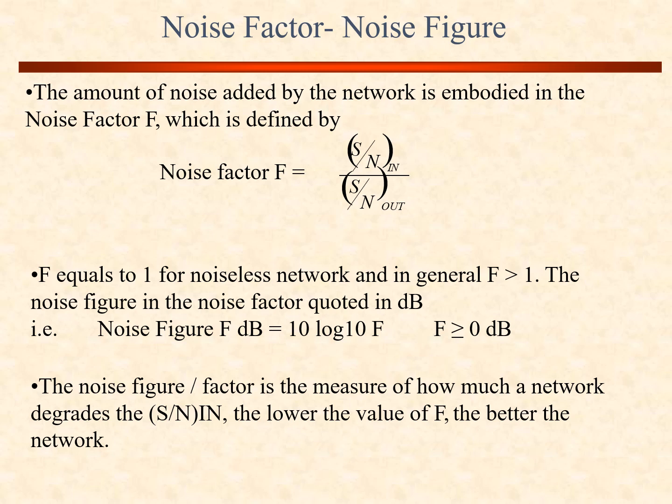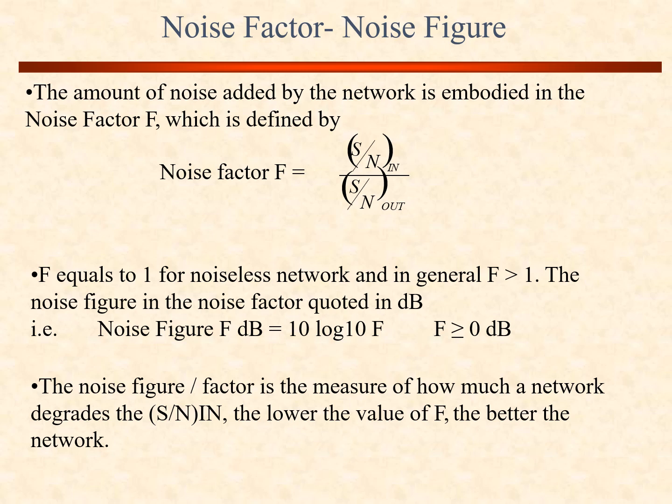If F is equal to 1, then we can say that it is a noiseless network, meaning there won't be any noise. Otherwise it is greater than 1. In terms of decibels, we can represent the noise figure. When you represent the noise factor in decibels, it is called the noise figure. So F in dB is 10 log base 10 of F. Always this F value is greater than or equal to 0 dB.